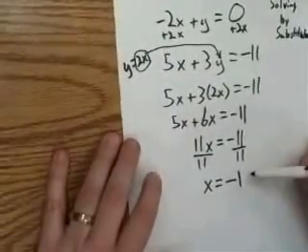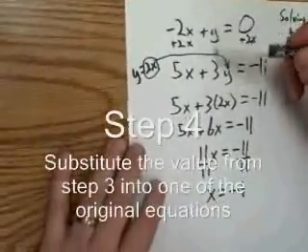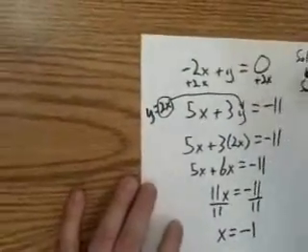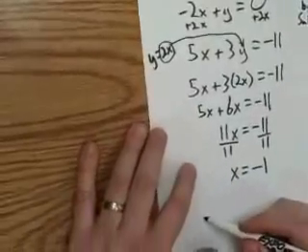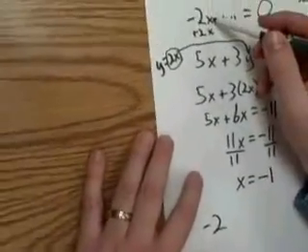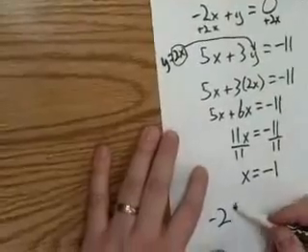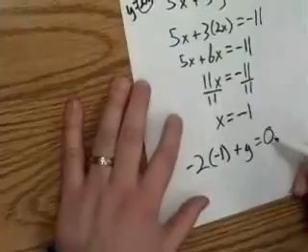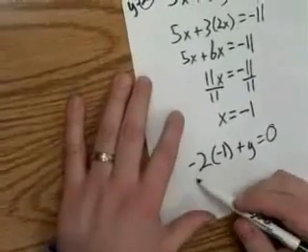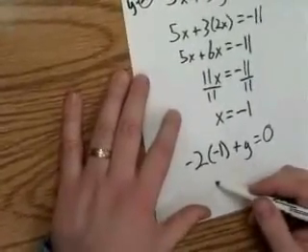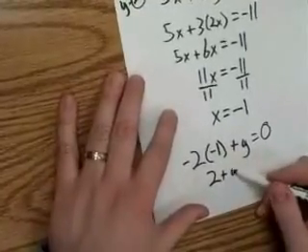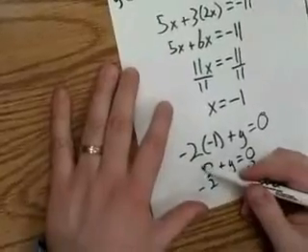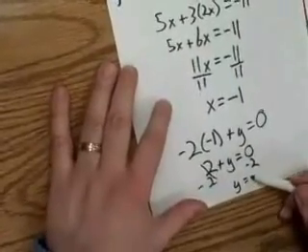Now that I have this, I can put it back in either one of my top equations. Again, I'm going to choose this one right here. It's going to be the easiest for me. So I've got a negative 2. I know that the x is equal to a negative 1. So it's negative 2 times a negative 1. Negative times a negative is a positive. 2 times 1 is 2. So this is going to be 2 plus y equals 0. I subtract 2, subtract 2. That cancels out. I have y equals negative 2.